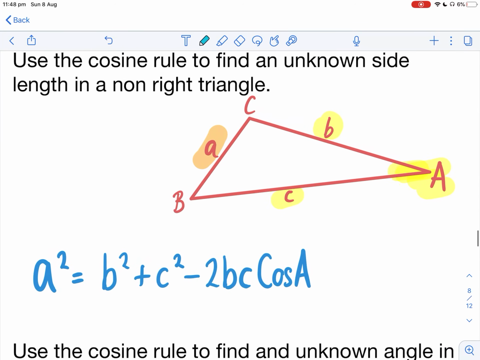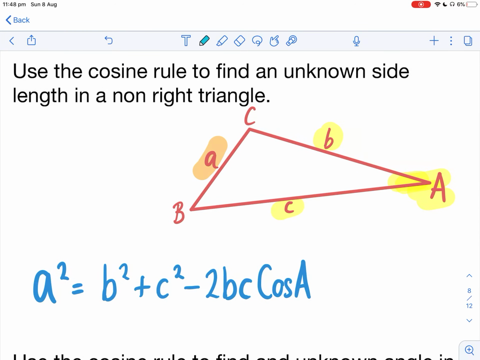The next one is using the cosine rule to find an unknown side length in a non-right triangle. So let's say I always call my unknown side length a. Remember when you're labeling triangles, if your side length is lowercase a, the angle that is directly opposite it is going to be capital A. And you can see here, I've got my side length c, directly opposite is angle capital C, and the same with b.